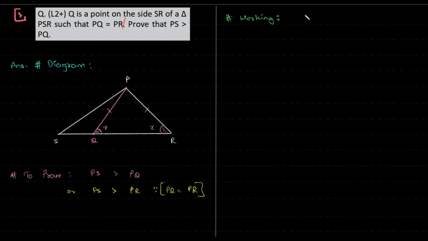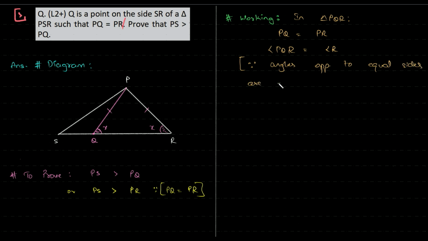So what is it that we are looking at? First thing is, in triangle PQR, what do we have? PQ is equal to PR. Okay, that's given. So thus making angle PQR equal to angle R. Why? Because angles opposite to equal sides are equal. Okay. And now I think we are ready to talk about this particular question.